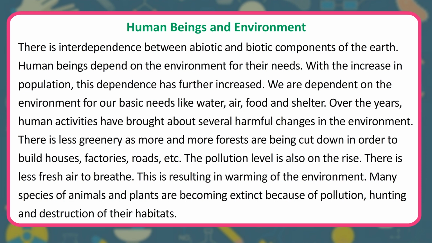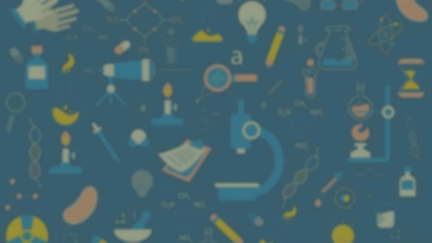Over the years, human activities have brought about several harmful changes in the environment. There is less greenery as more and more forests are being cut down in order to build houses, factories, roads, etc. The pollution level is also on the rise. There is less fresh air to breathe. This is resulting in warming of the environment. Many species of animals and plants are becoming extinct because of pollution, hunting and destruction of their habitats.